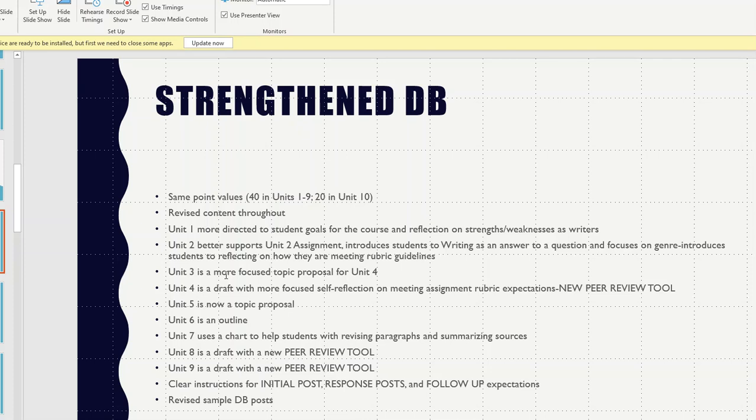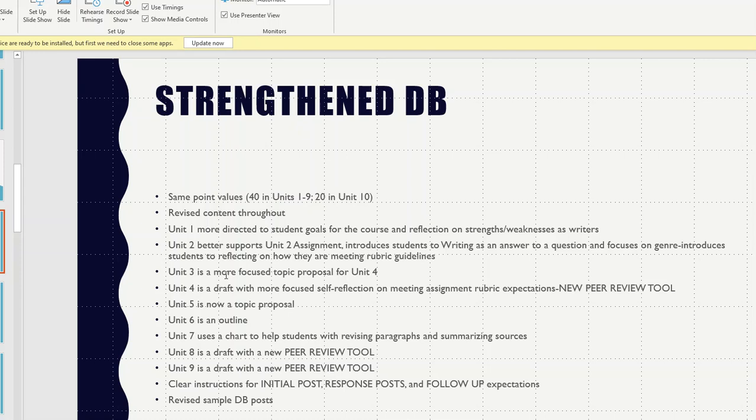You'll also see that Unit 5 is changed completely. Currently, it is a thesis and an outline. What the data showed us is that when we're moving students into the academic essay assignment, they're a little bit shocked by the shift, and that by asking them to immediately come up with a topic and a thesis, a lot of them immediately start freezing and they stop writing. So we pulled it back just a little bit.